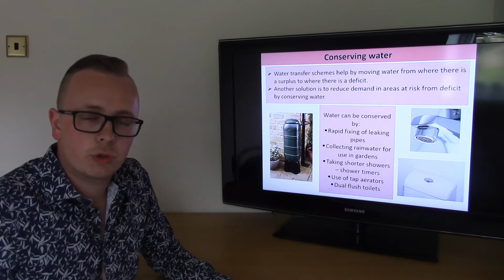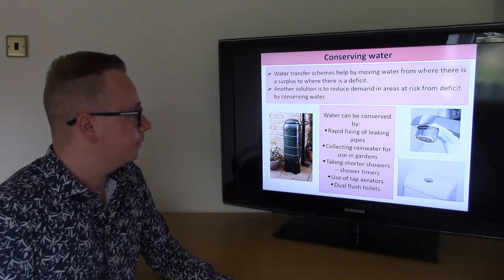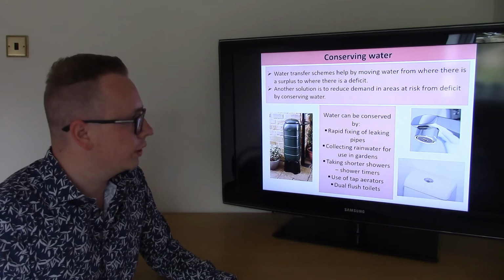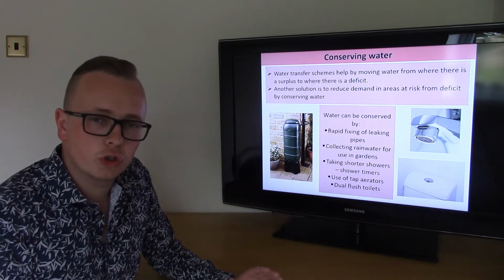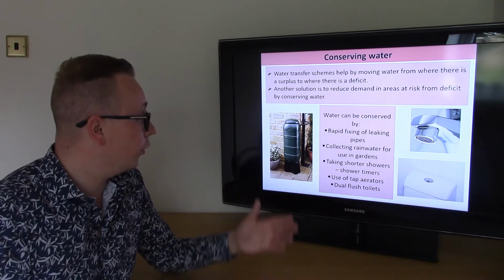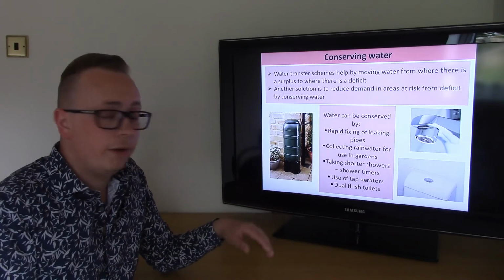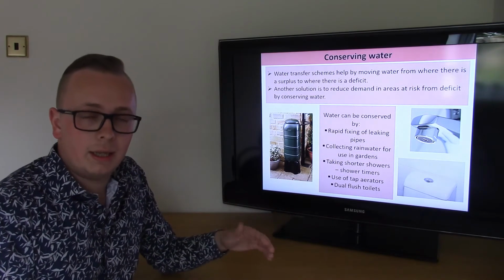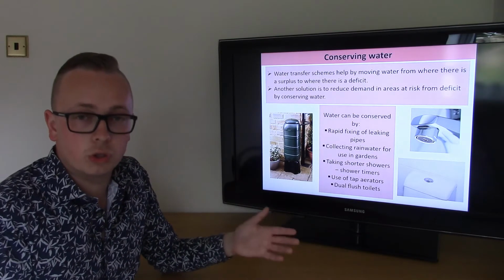Another solution is to try and reduce demand for water, particularly in those areas at risk of deficit, and that can be done by conserving water, preserving water. And we can do that in a few ways. First of all, ensuring that any pipes are fixed rapidly and any leaks are stopped to stop water loss there.